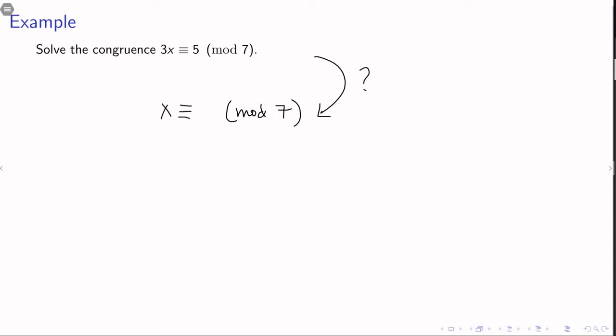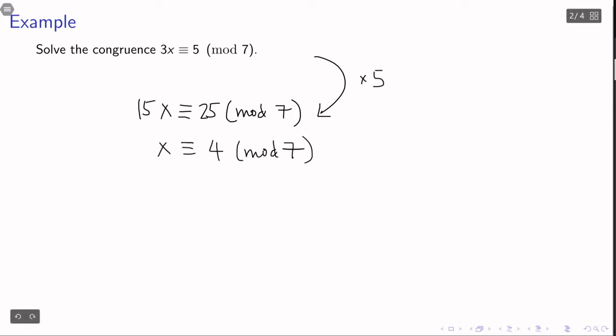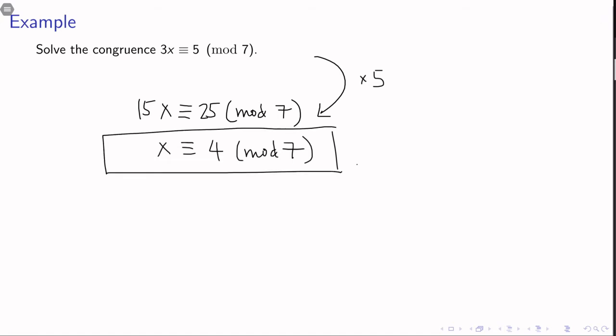So you can multiply by 4. That gives you 12 and 20. So 12 modulo 7 is also 5. It's not what we want. Multiply by 5. Okay, let's multiply by 5. We get 15 on the left, 25 on the right. Reducing this modulo 7, this becomes just x on the left, right? Because 15 is congruent to 1 mod 7. And on the right you have 4. And just like that, we've solved the congruence, right? It's the congruence class of 4. All those integers satisfy this congruence.